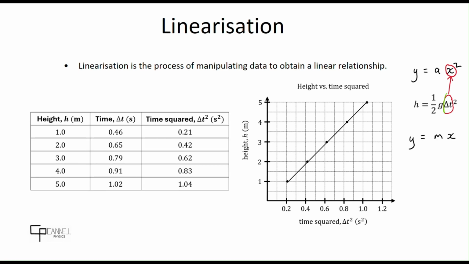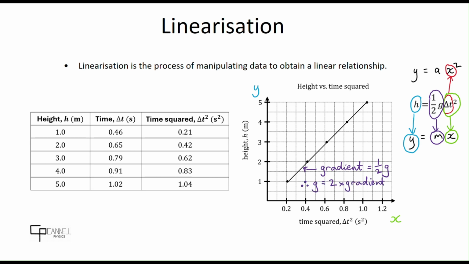However, if we graph the square of the time values, that becomes our x in the linear form. So our x-axis is the time squared values. And of course, h is being graphed on the vertical axis, so that's y. And this just leaves the half g term, which must be our gradient. So if the gradient of this line of best fit is half the value of gravity, then gravity must be double the gradient.